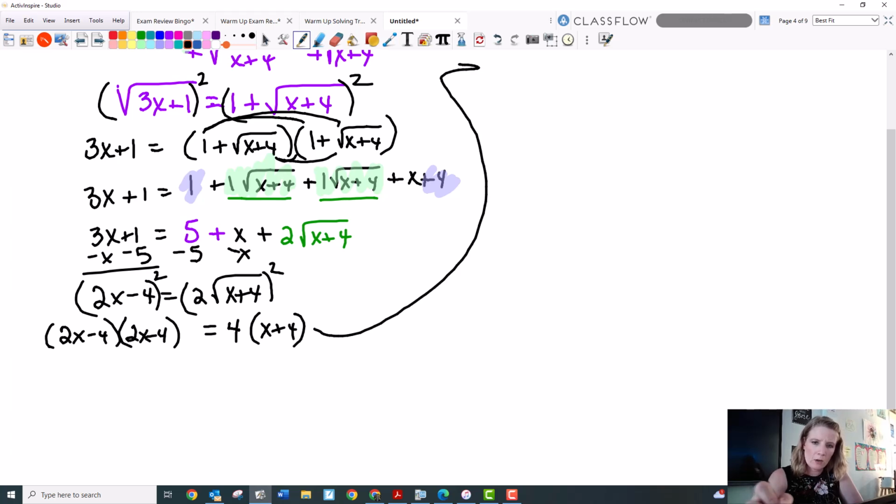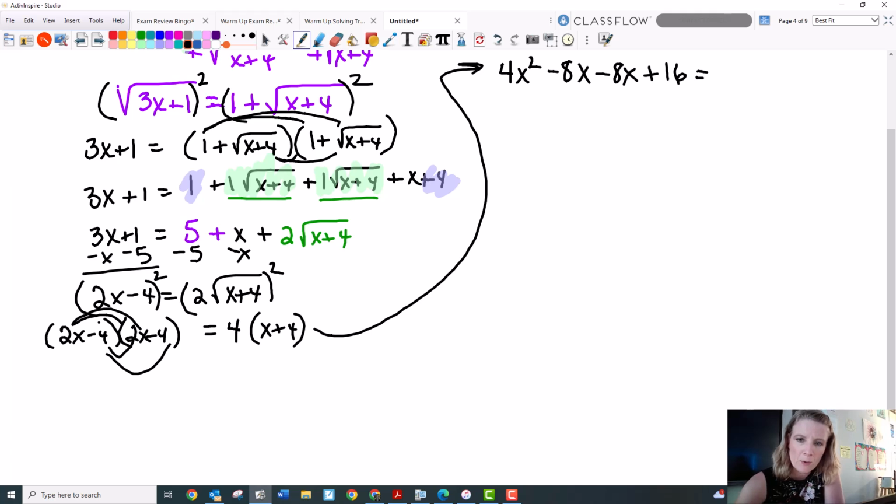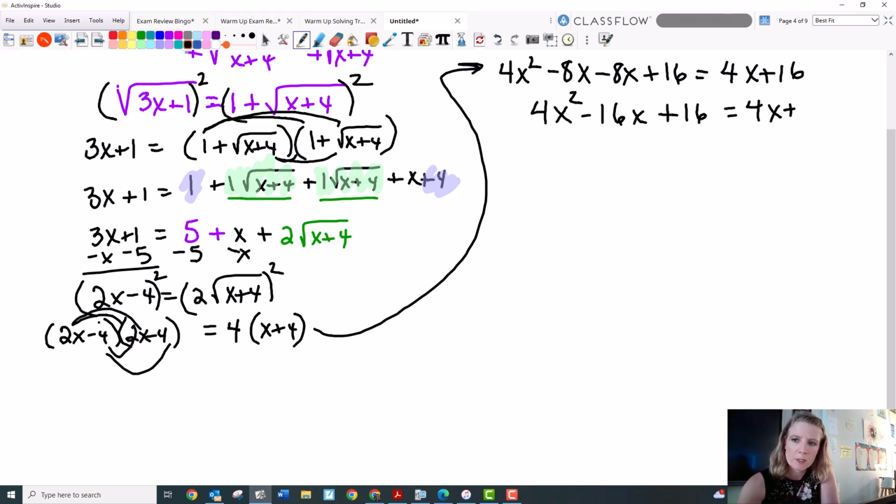And I'm going to go ahead and go up here. So if I FOIL that out, 2x times 2x is 4x squared. 2x times negative 4 is negative 8x. And then 4 times negative 2x is negative 8x. And then 4 times 4 is plus 16. And I'm going to go ahead and distribute the right side. 4x plus 16. Combine like terms, so I have 4x squared minus 16x plus 16 equals 4x plus 16.